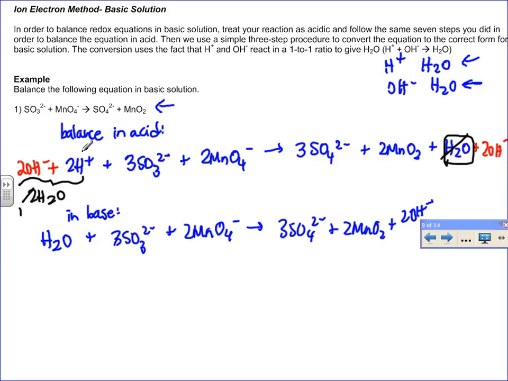Okay, the H2O is on the other side, but it really doesn't matter what side the H2O or the OH minus is on. If we look through the balancing, we've got 3 sulfurs on either side, 2 manganese on either side, 2 hydrogens on either side, 18 oxygens on either side, and the charge on either side is -8. Okay, so the atoms and the charge are balanced in this reaction, and it's balanced in base.